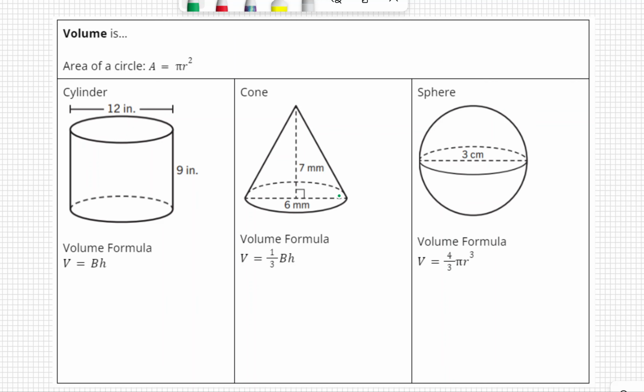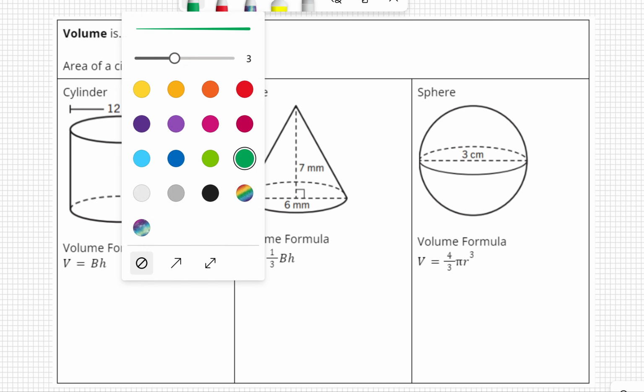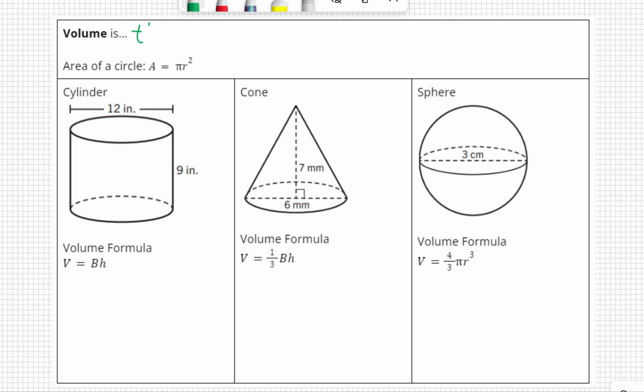These are the video notes for volume, and volume is the 3D space inside of a figure. Or it's like the 3D space that a figure takes up. So if you imagine how much water it would take to fill up a shape, that's the total volume of the shape.